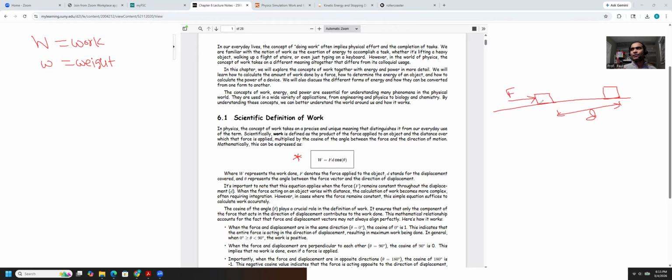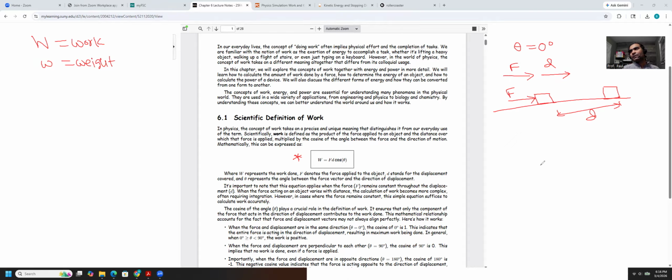So F is force, d is displacement. But what is theta? Theta is the angle between these two. So in this case, force is in this direction, displacement is in this direction, right? Both are in the same direction. So that means theta here is equal to 0. Okay, in this case, cosine theta equals cosine 0 degrees, and that is equal to 1.